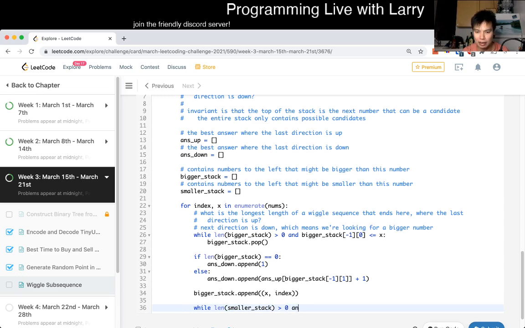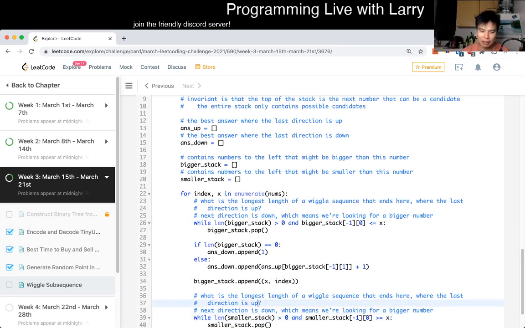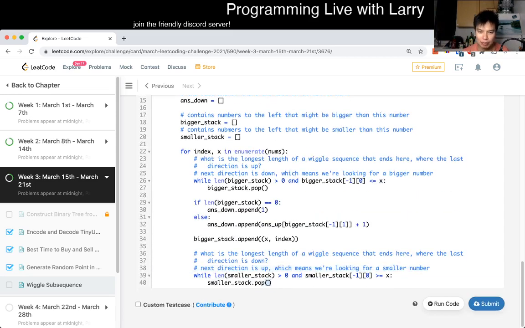So yeah, basically we're looking for a smaller number because we can ask ourselves the same question just to be sure. What is the longest thing where the last number is up? That means that the next direction is up. If we're going up, we want to look for a smaller number, right? So that's basically the idea here.